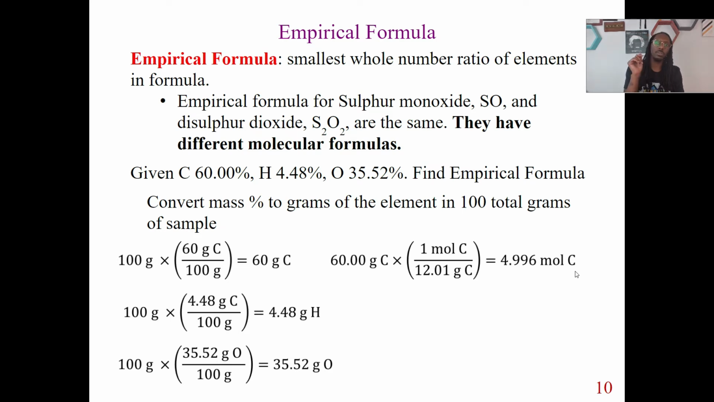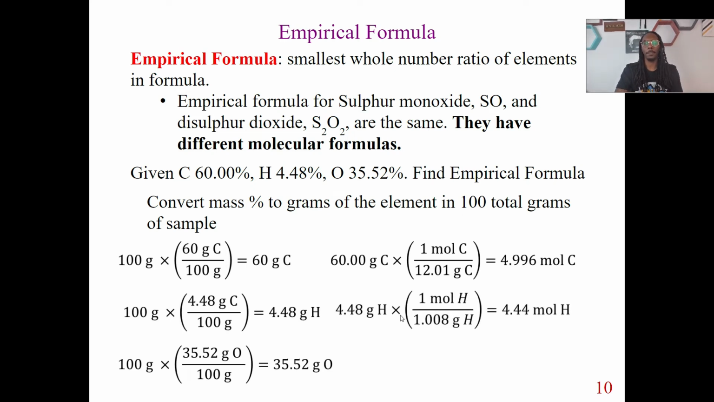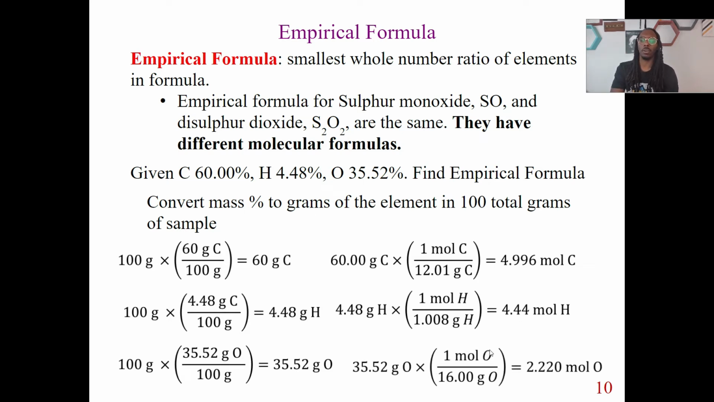Basically, we're going to do this for all of our elements. Hydrogen, I will convert to moles. So that's going to be 1 mole of hydrogen per 1 gram, so that's going to be 4.44 moles of hydrogen. And then we're going to have our molar mass of oxygen. In this case, 35.52 grams of oxygen times our molar mass, which is 1 mole of oxygen over 16 grams of oxygen here.